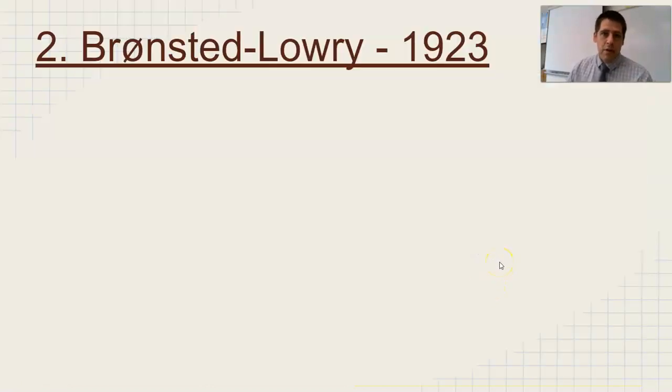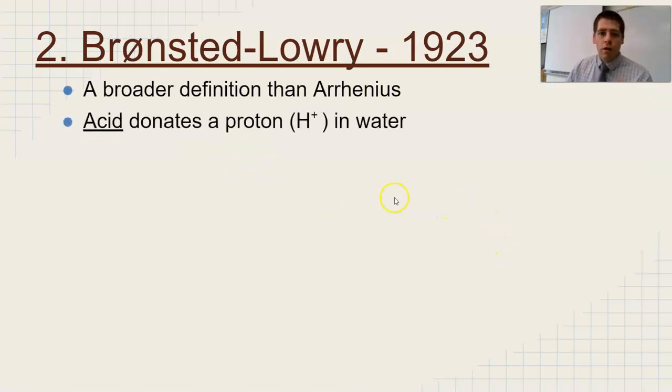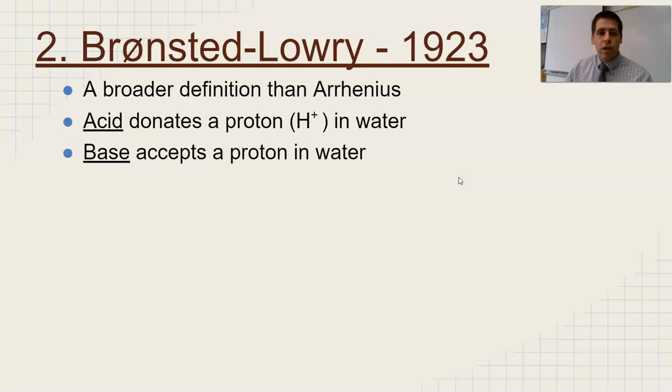Another definition that came a little bit later was Brønsted-Lowry, and this is two guys that came up with it simultaneously, is my understanding. It's a little bit broader than Arrhenius, very similar, but slightly different, and that makes it broader. So in terms of acids, it's largely the same. Acids donate protons, and here we're going to use the word proton to refer to an H plus ion. If you think about what an H plus ion is, it's a hydrogen atom that has lost its electron, which means it's really just a proton. That's all there is to it.